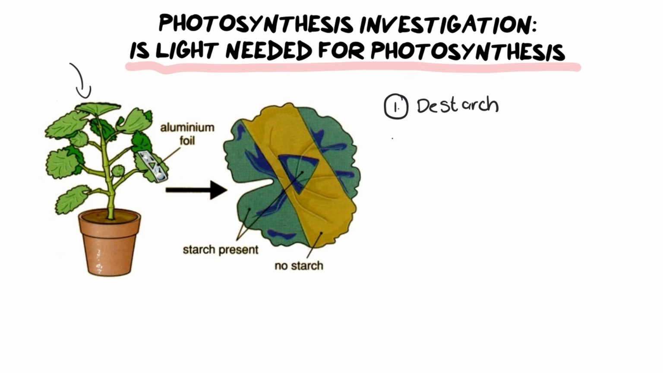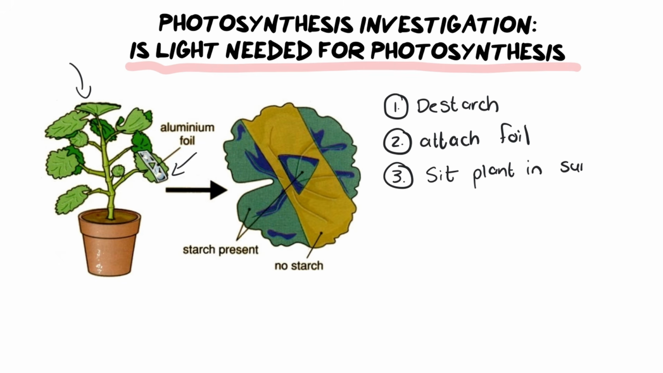The next thing we do is we are going to attach some foil. You could use black paper. You could use anything that's opaque, so it's not going to allow light through. And so you attach it onto the plant. There's a little pattern there, so you can see it's actually working in the center of the leaf. And then you are going to allow it to photosynthesize. So you're going to sit the plant in sunlight, and you're going to leave it there for 40 minutes, 2 hours, whatever the investigation suggests.